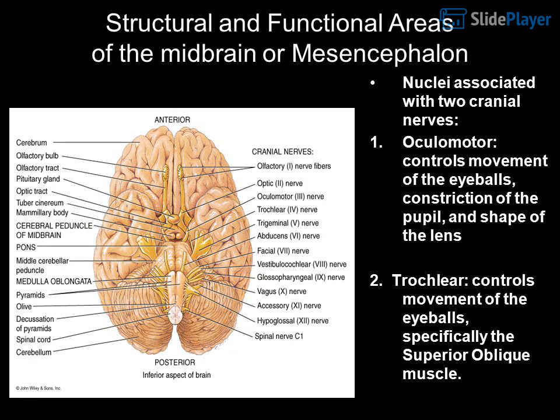Structural and functional areas of the midbrain or mesencephalon. Nuclei associated with 2 cranial nerves. 1. Oculomotor: controls movement of the eyeballs, constriction of the pupil, and shape of the lens. 2. Trochlear: controls movement of the eyeballs, specifically the superior oblique muscle.